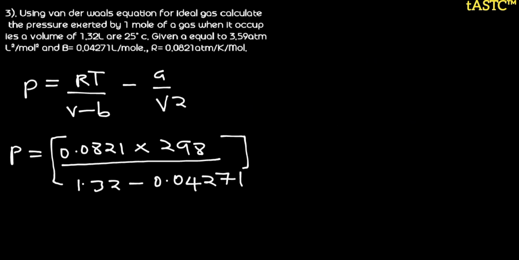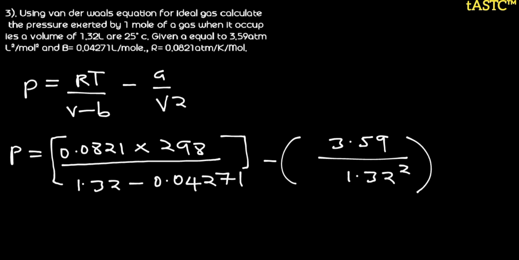Now this stuff has this subtracted from it, so we need to take that into cognizance. So this will be minus A. Now A is 3.59 divided by V squared. V in this case is 1.32. That will be squared. So let us find what that is going to give.